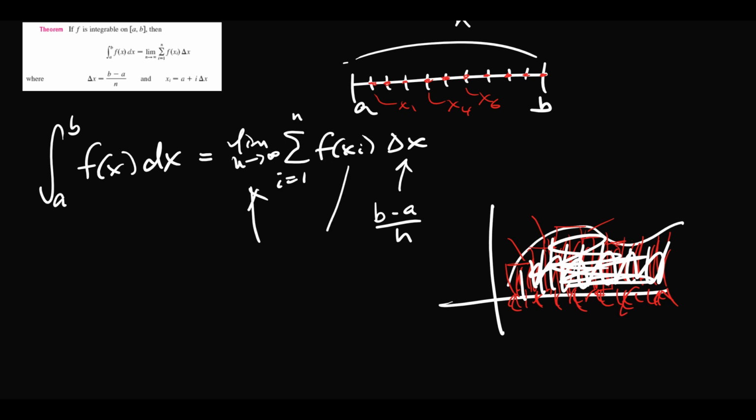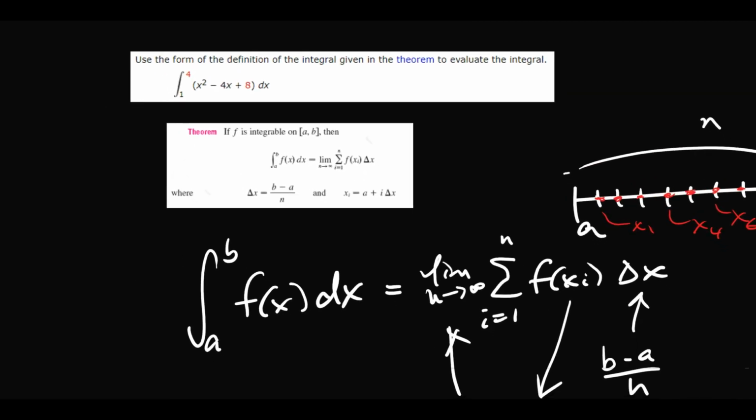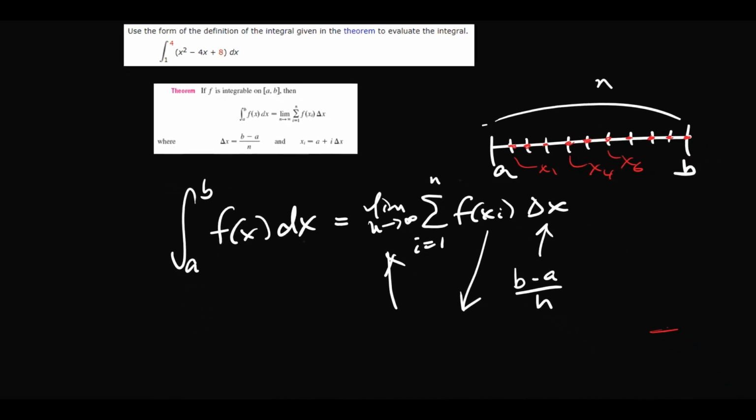And then the first x i will be, well, we'll talk about that. All right, so let me look at this problem. What do we got? We've got x squared minus 4x plus 8, from 1 to 4.